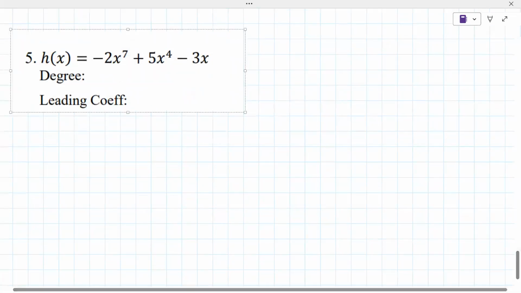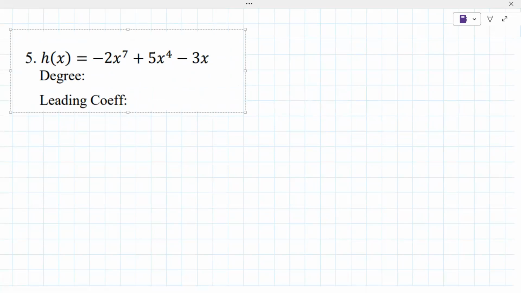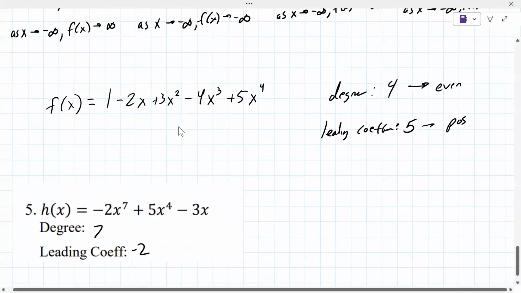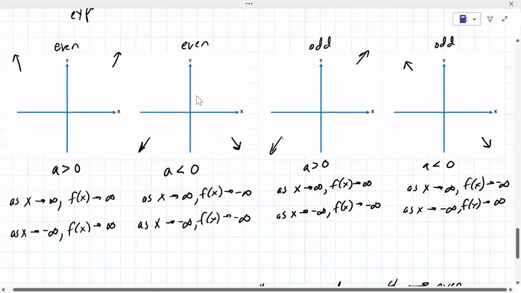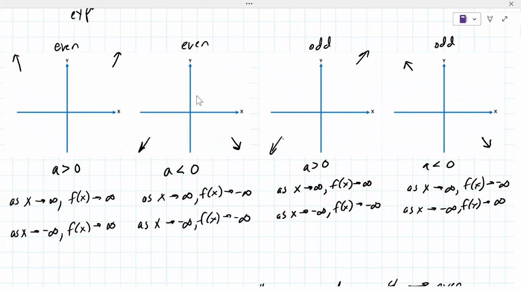This is more of the homework you guys probably should have been given. A bunch of these problems where you have to figure out which graph it is, but can't. So the degree is 7 and the leading coefficient is -2. Okay, so which of these four graphs is it? It would have to be C or D. Okay, and we're not going to guess.